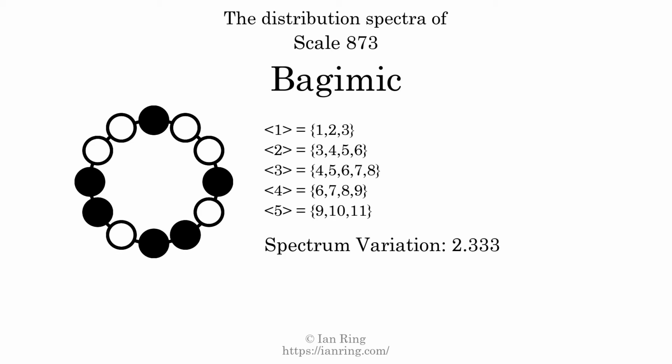The spectrum variation of this scale is 2.333. Since the variation is greater than 0, this indicates that the scale is not perfectly even. The highest spectrum width is 4. Since this is greater than 1, we know that this scale is not maximally even.